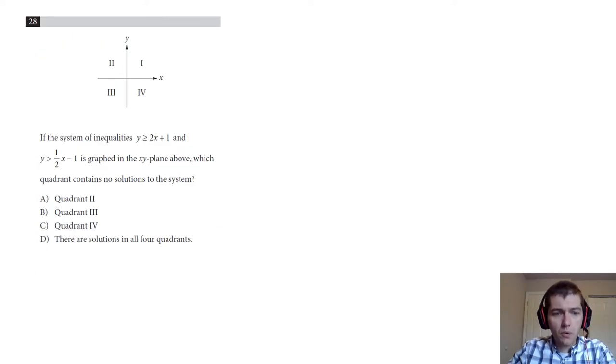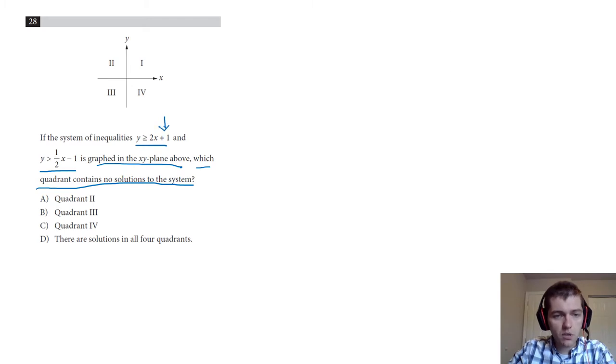Problem 28. What they ask for is which quadrant in the plot above contains no solutions to the system, where the system is defined by two equations that are given. And what they're really testing on is identifying that these are in y equals mx plus b form, or y is greater than mx plus b form. So we can start, and they're saying graph on the xy plane above, so you can actually graph yourself on the above. So start by identifying this.